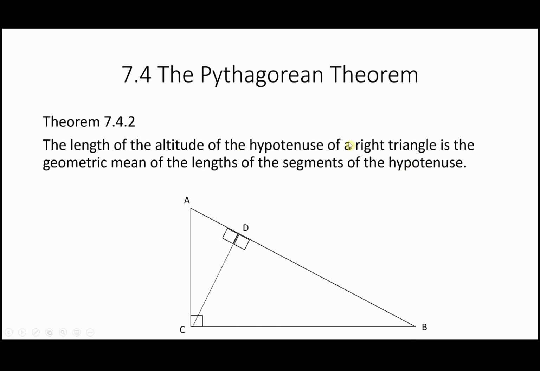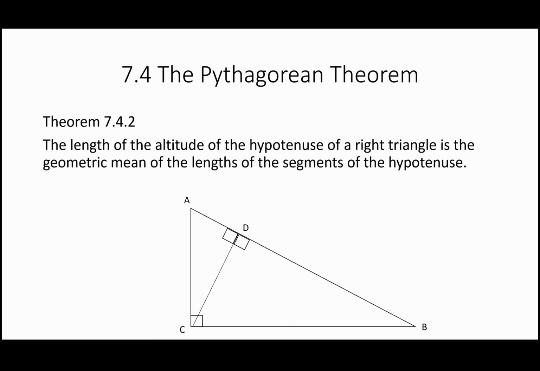The altitude to the hypotenuse of the right triangle is the geometric mean of the lengths of the segments of the hypotenuse. Ooh, so this phrasing, geometric mean, is something that has not been introduced just yet. So what does it mean? What is the geometric mean? Well, you may know what the mean is as far as a collection of values is concerned.